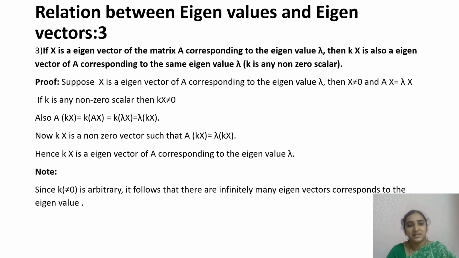Now kx is a non-zero vector such that A times kx is equal to lambda times kx. Hence kx is an eigenvector of A corresponding to the eigenvalue lambda. Also note that since k is not equal to 0 and is arbitrary, it follows that there are infinitely many eigenvectors corresponding to the eigenvalue.